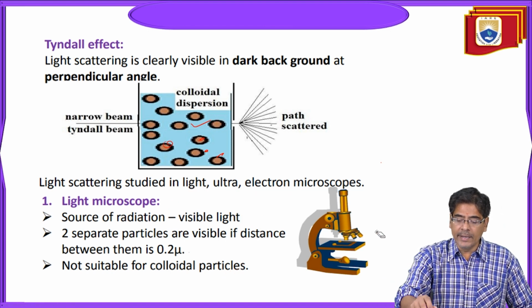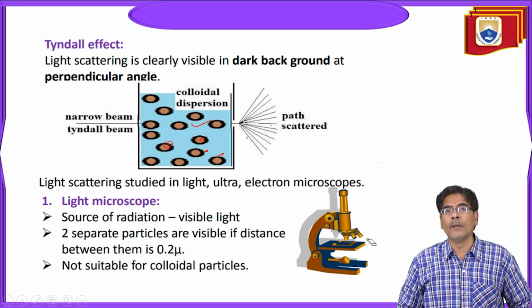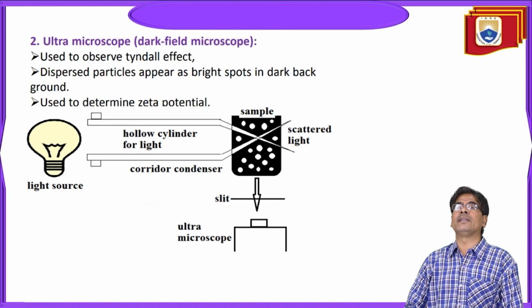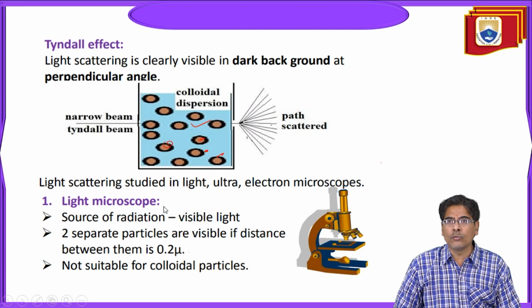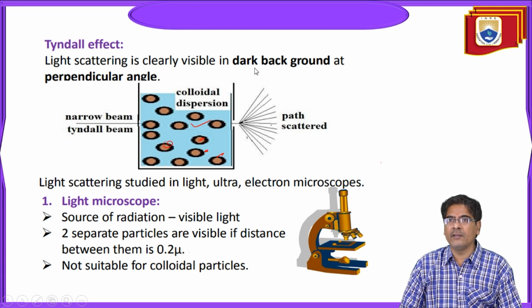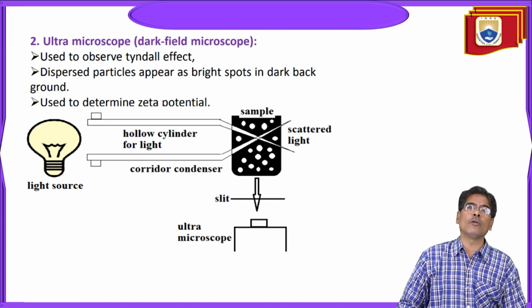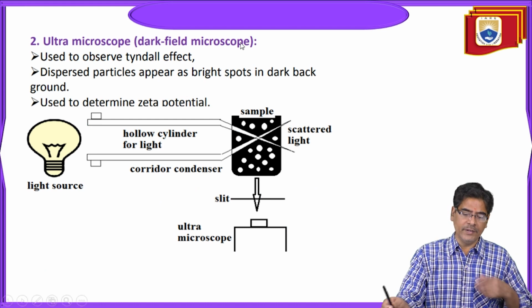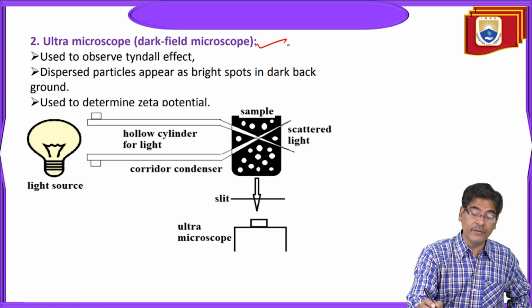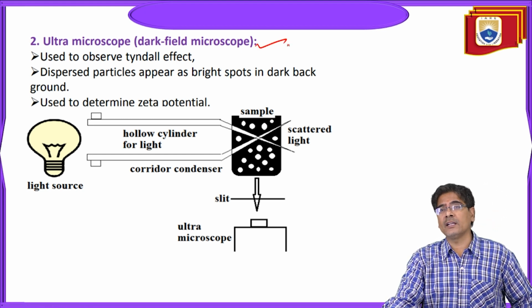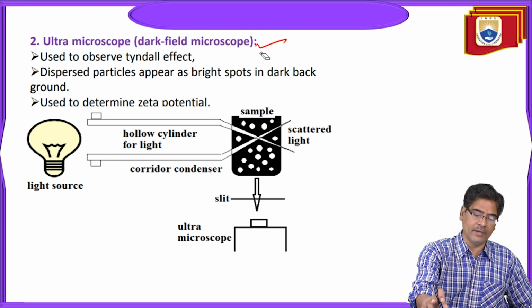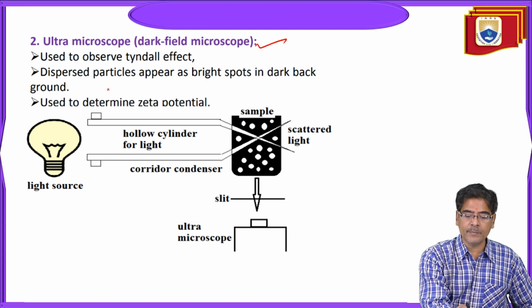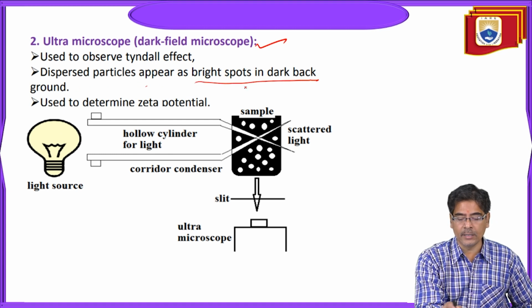If you come to the next microscope, that is the ultra microscope. This is observed in a dark field microscope, where light scattering is clearly visible in a dark background at a perpendicular angle. This ultra microscope is used to observe the Tyndall effect. Here the dispersed particles appear as bright spots in a dark background.